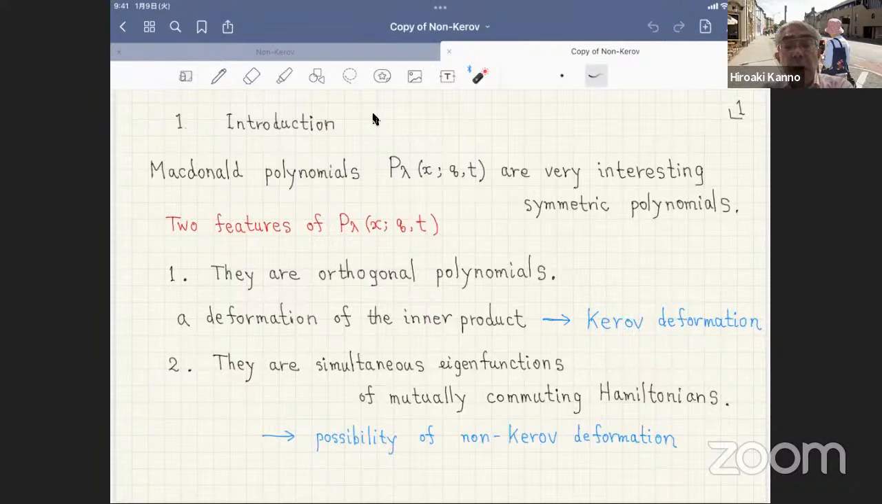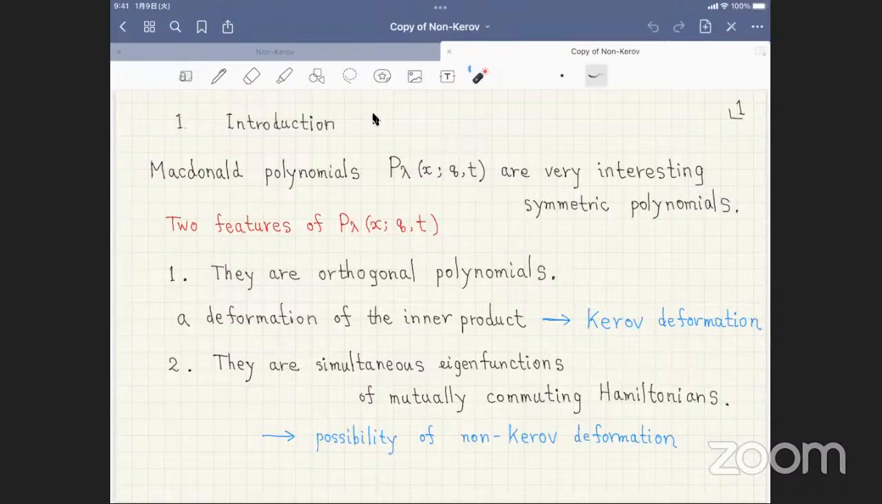So let me tell you about the second possibility more precisely. Maybe the deformation of the inner product was already explained by Yanagida-san as a path from Schur functions to Jack and Macdonald. So this seems more clear. But the second point is maybe somewhat confusing.